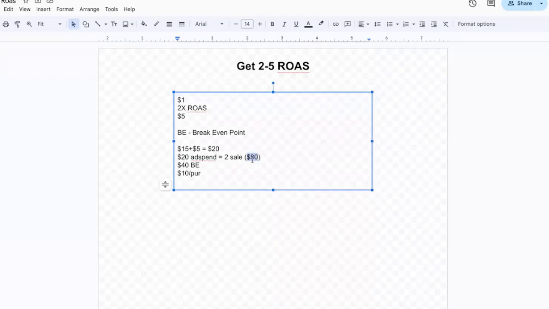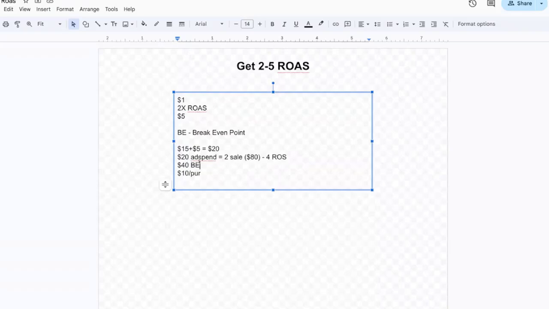So essentially, not to get too technical, but if you divide 80 divided by 20, that will give you 4. So that would be what you call a 4 ROAS, right? For those two sales. But your break even, in order for you to have broken even on those two sales, okay, and I hope I'm not mixing everything up.